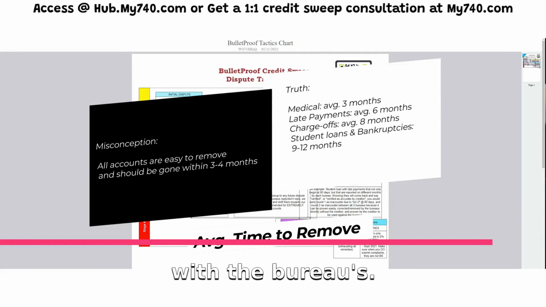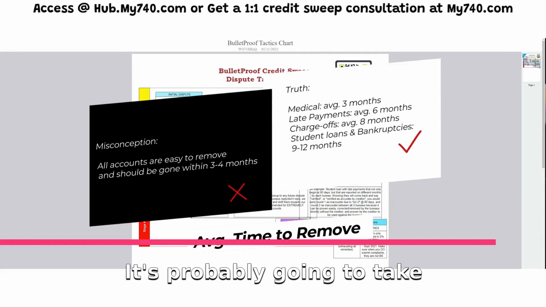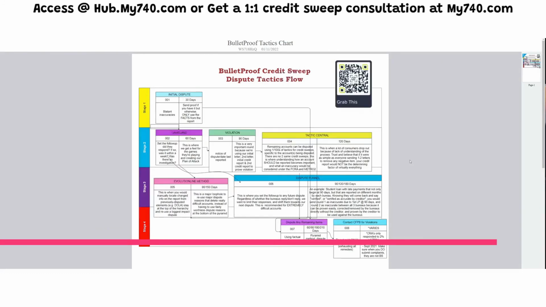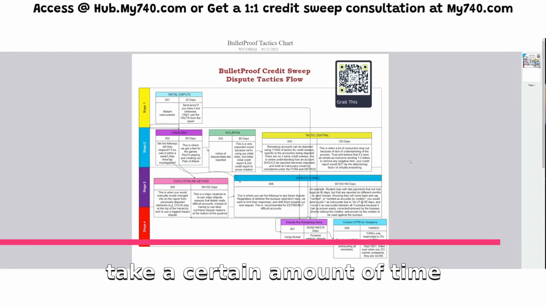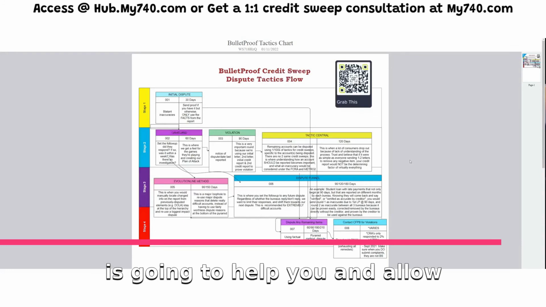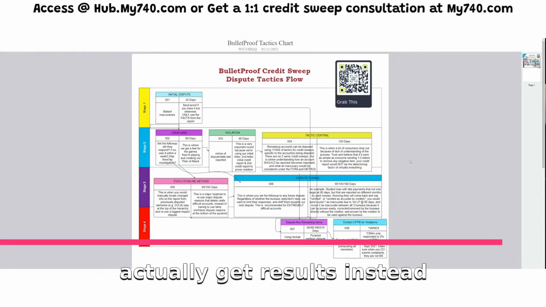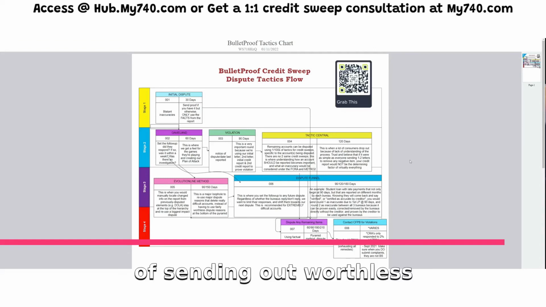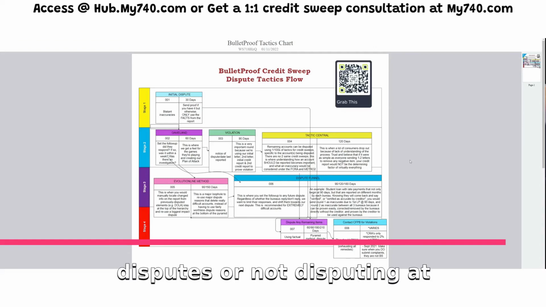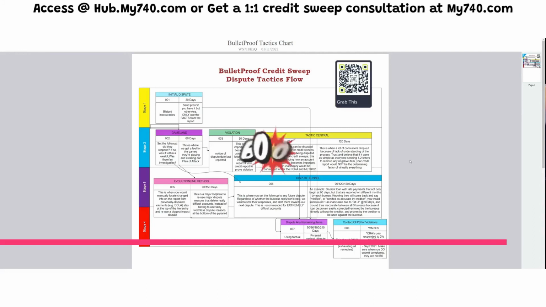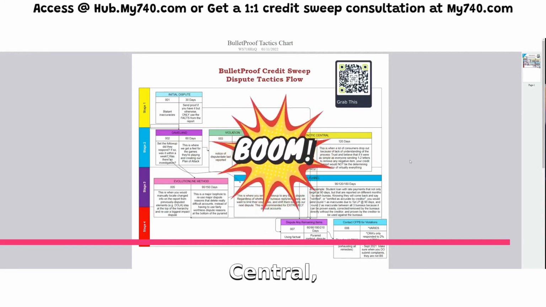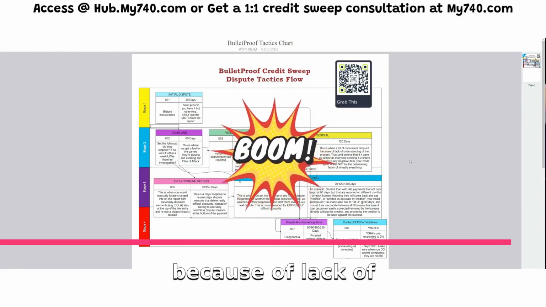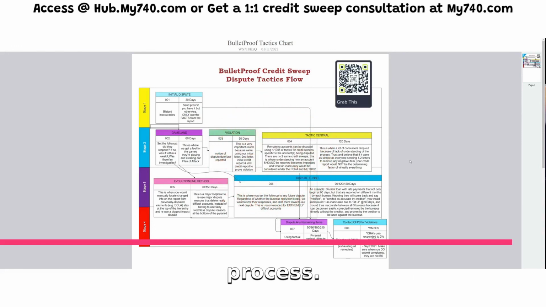That's if you're disputing with the bureaus and you're disputing with the collectors. If you're disputing late payments that are older than 2 years, it's probably going to take you an average of 6 months, okay? So understanding that these specific negative items take a certain amount of time is going to help you and allow you to formulate your plan of action to actually get results, instead of sending out worthless disputes or not disputing at all because you're getting impatient, okay? And this is, again, going back to Tactic Central, when a lot of consumers drop out because of lack of understanding of the process, okay?